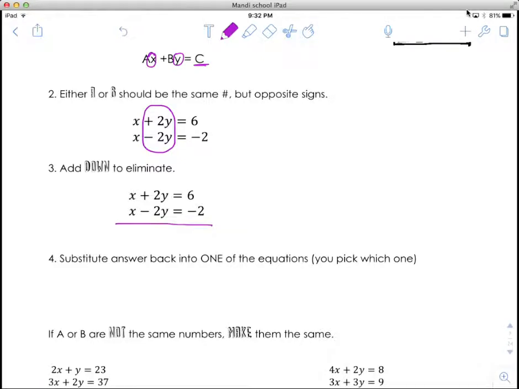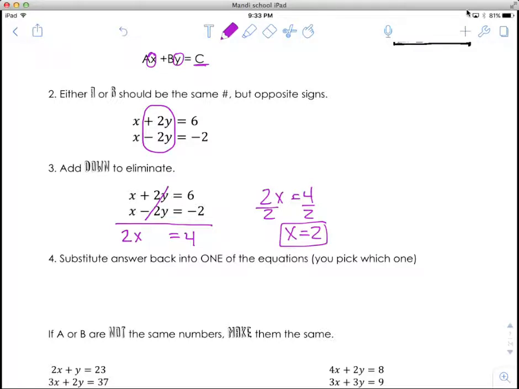So x plus x is 2x. 2y minus 2y is 0. And we don't actually have to write the 0. We know from doing other types of problems that that really means it just disappears. And then 6 plus a negative 2 is 4. Then we can go ahead and finish solving that. So 2x equals 4. Divide both sides by 2. So x is 2.